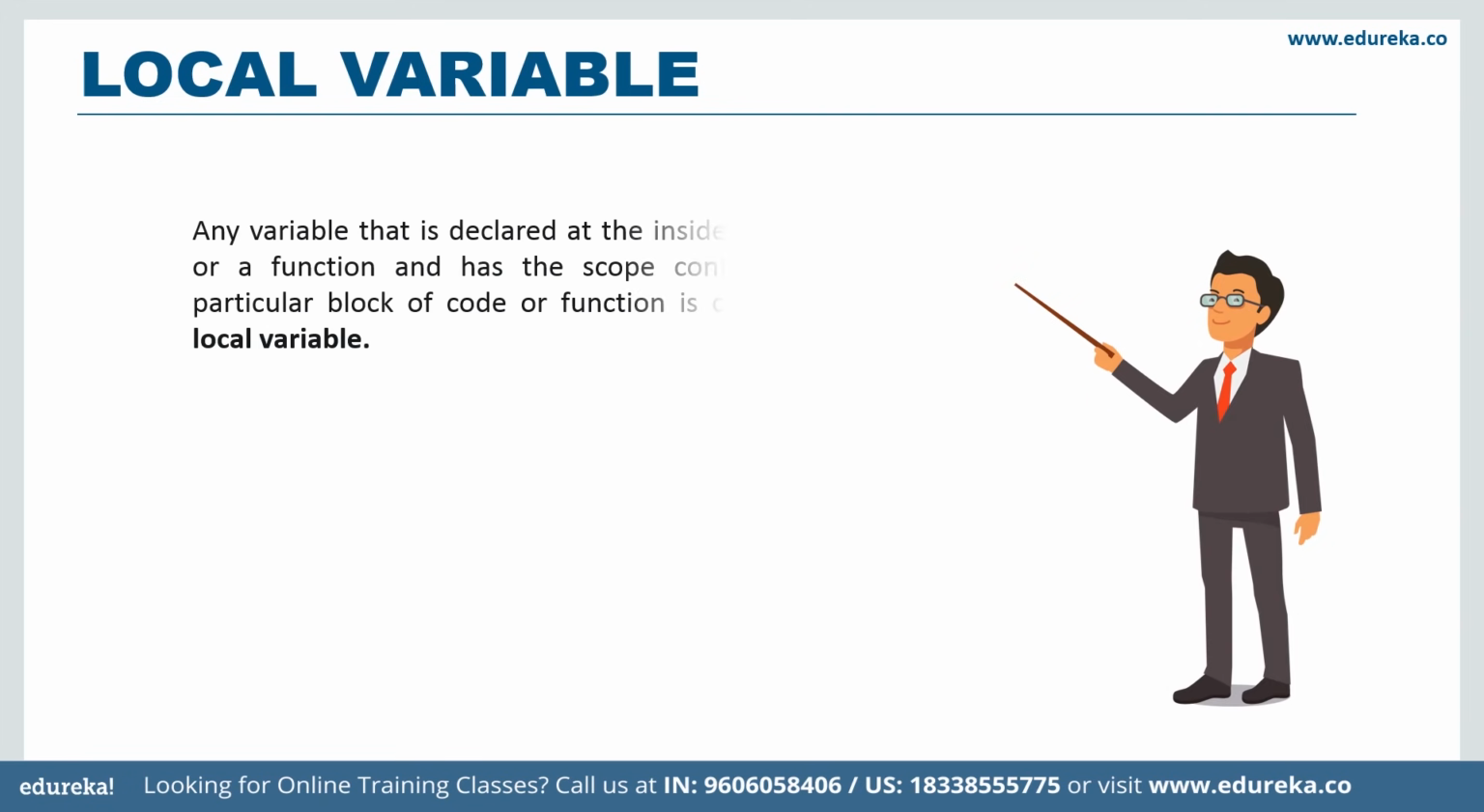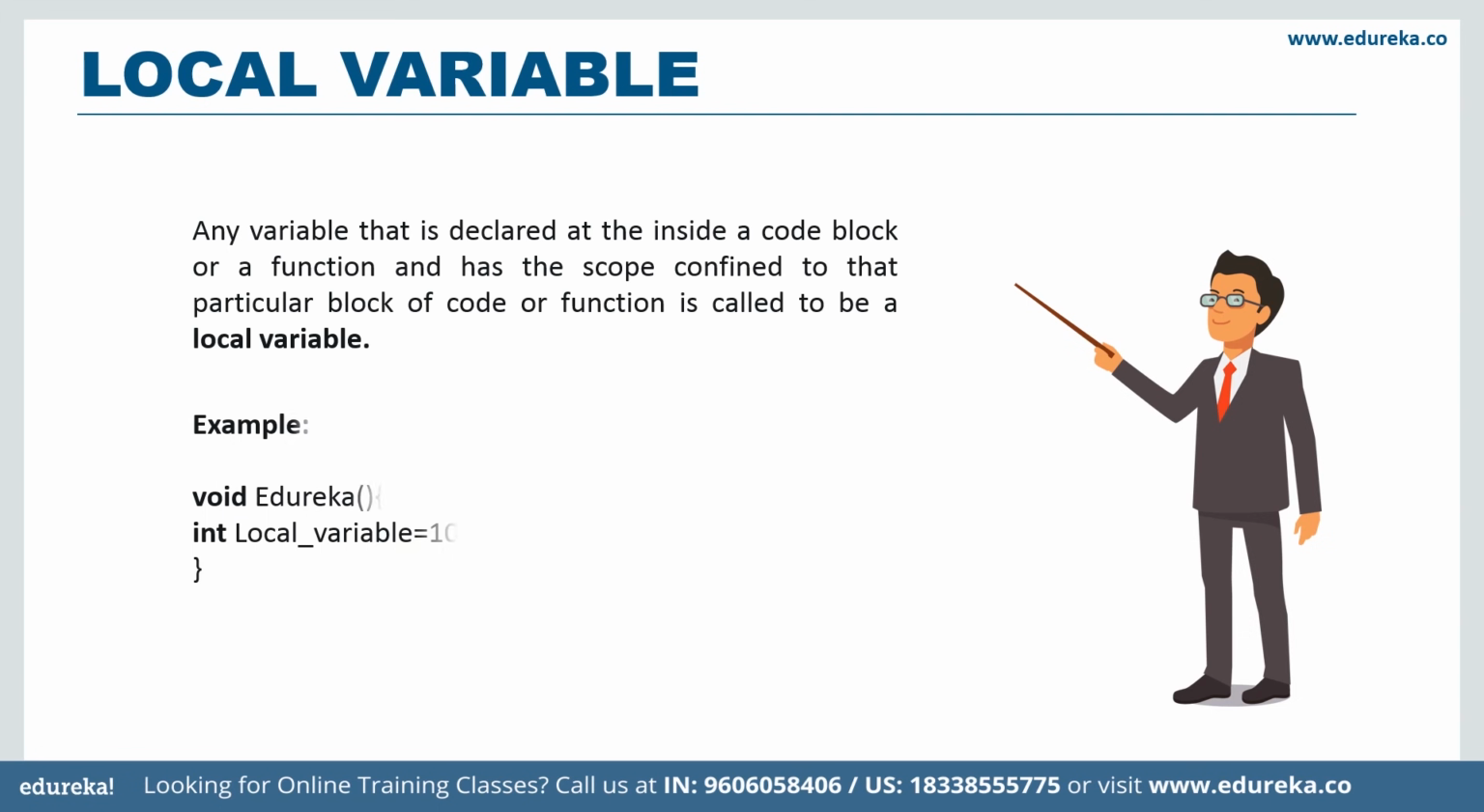Any variable that is declared inside a code block or a function and has its scope limited to that particular block of code or function is called a local variable. So for example, here I have void Edureka, which happens to be my function, and inside this function I have declared a variable named local variable. This variable is storing the value 10, and its scope is confined to the function Edureka. This means the local variable cannot be accessed outside the function Edureka. So this is how local variables function.